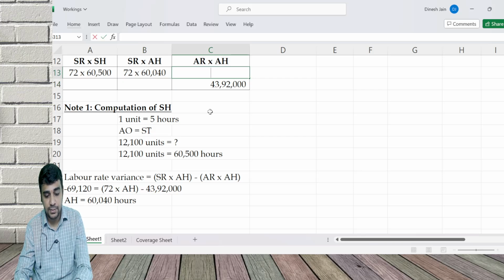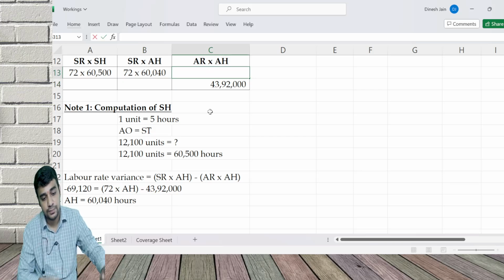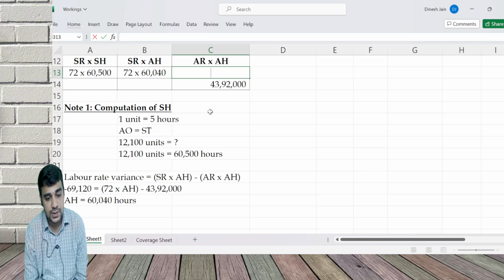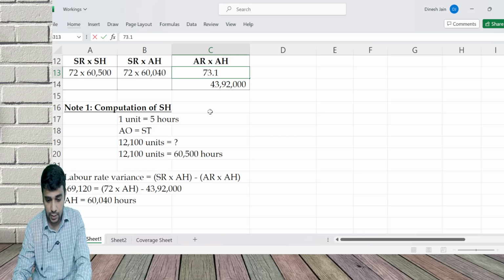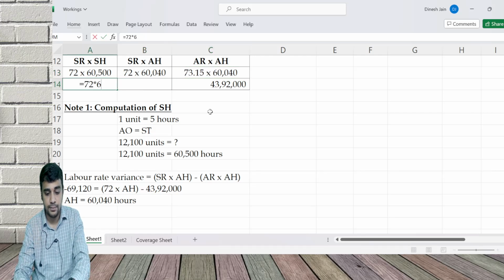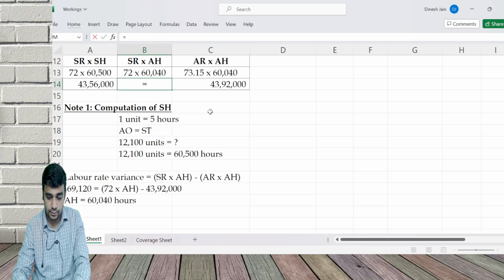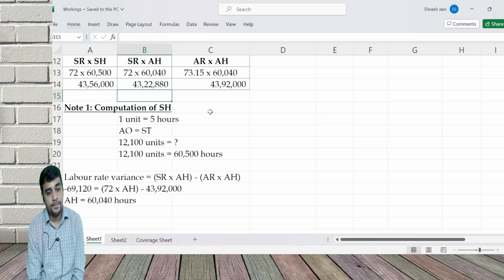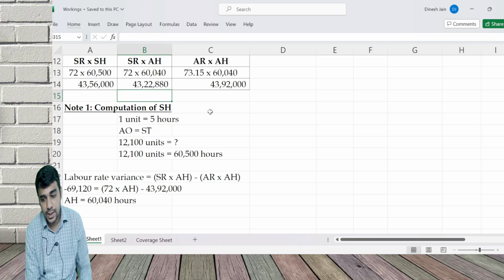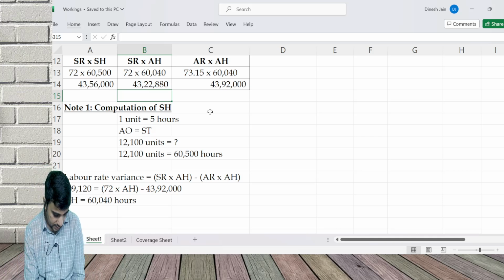Please tell me the breakup here. Something into 60,040 is 43 lakh 92,000. Some number into 60,040. 43 lakh 92,000 breakup, you should tell me now. 73 point something into 60,040. This table is done. The objective is to get the computation table. Once that is done, we can see what the requirements are.